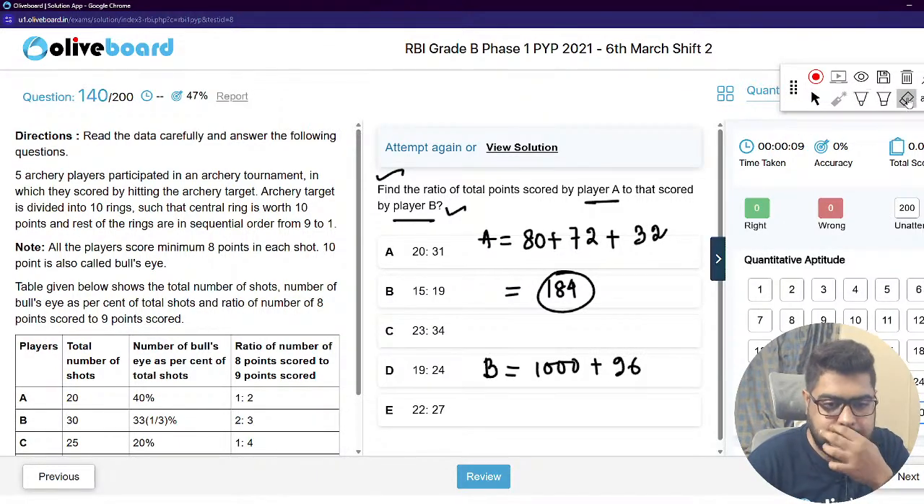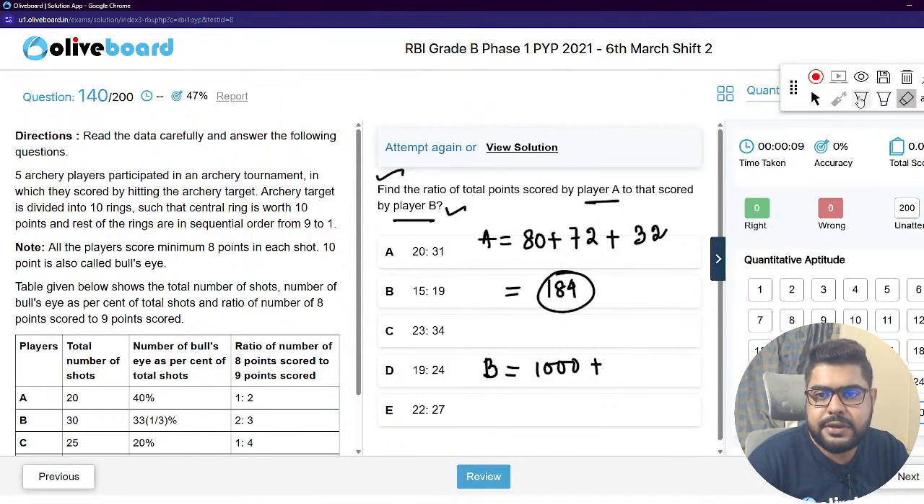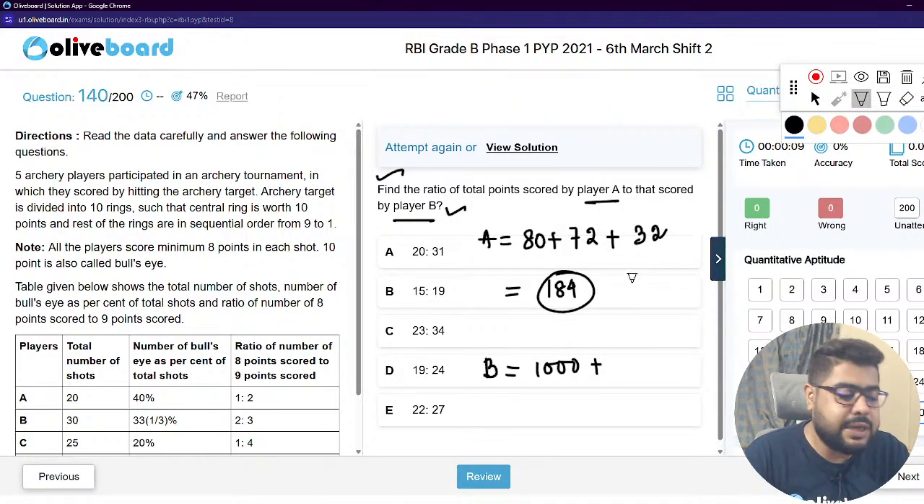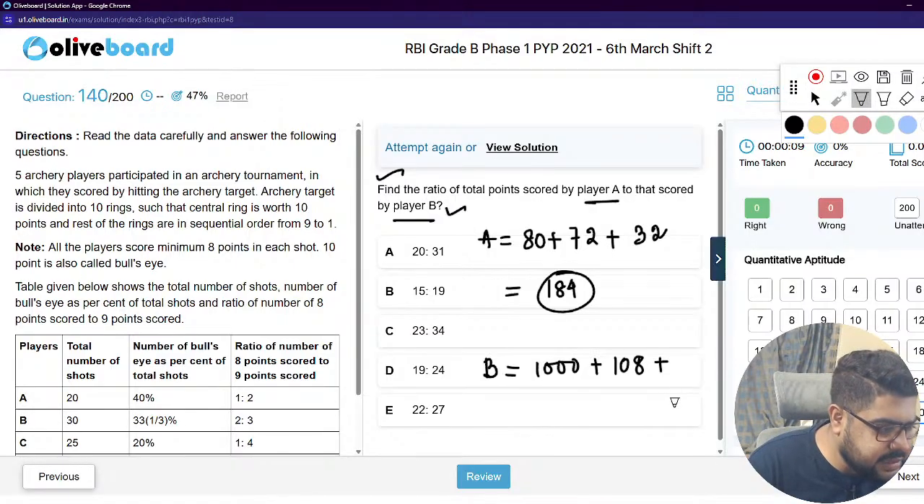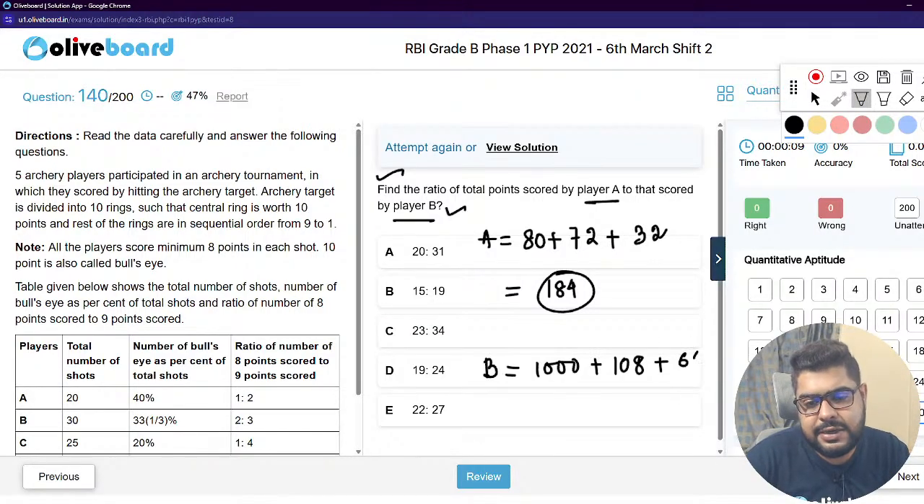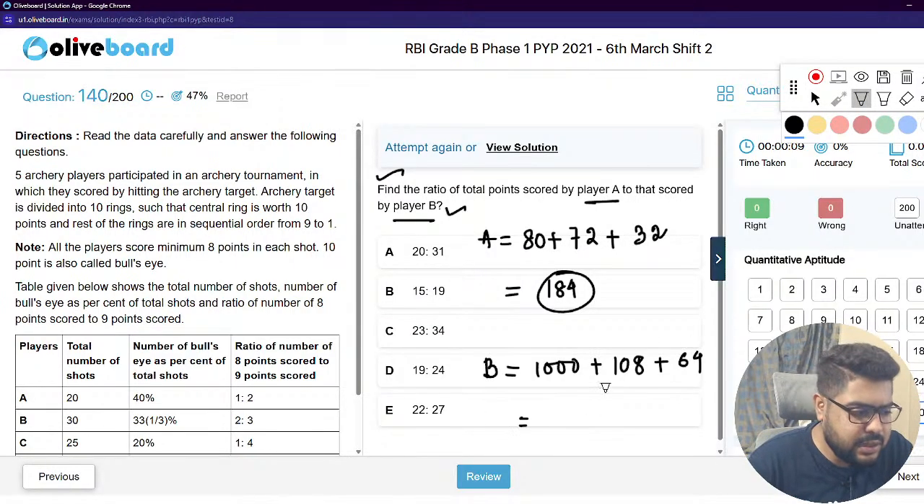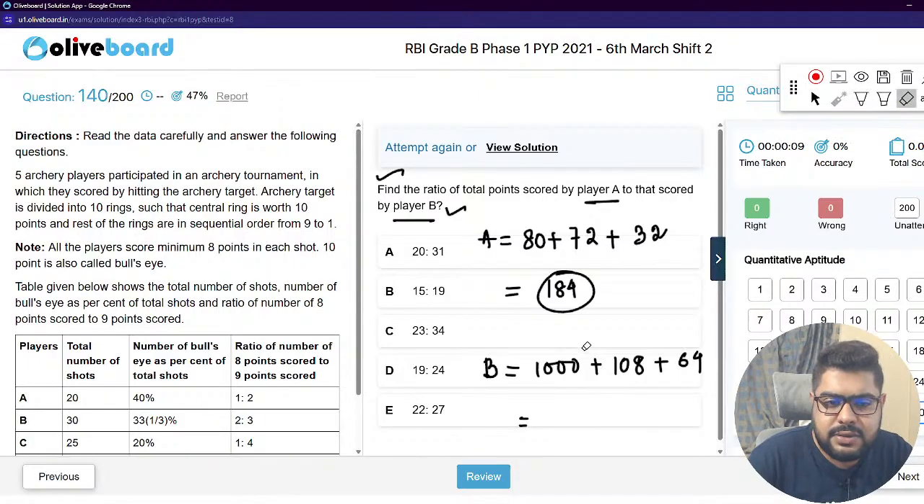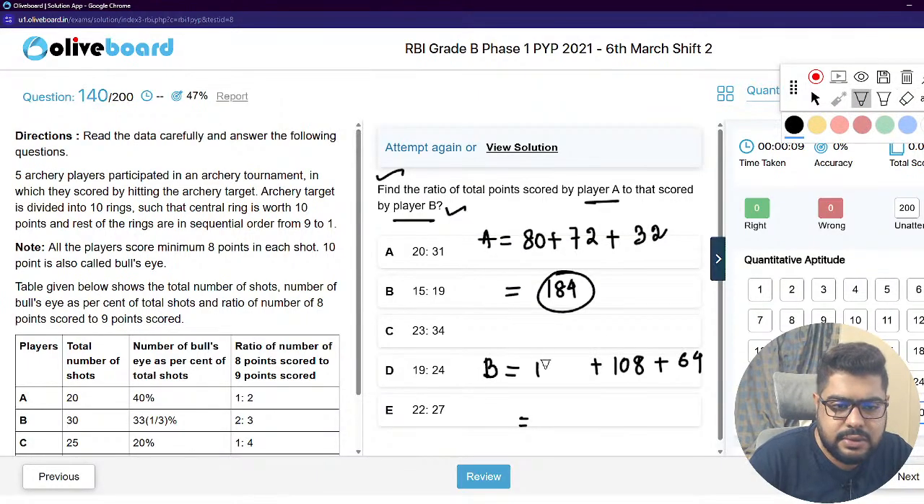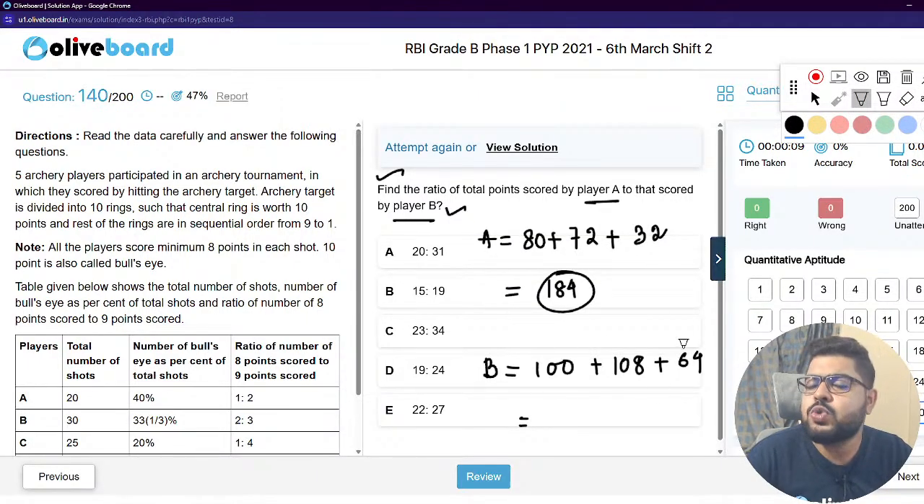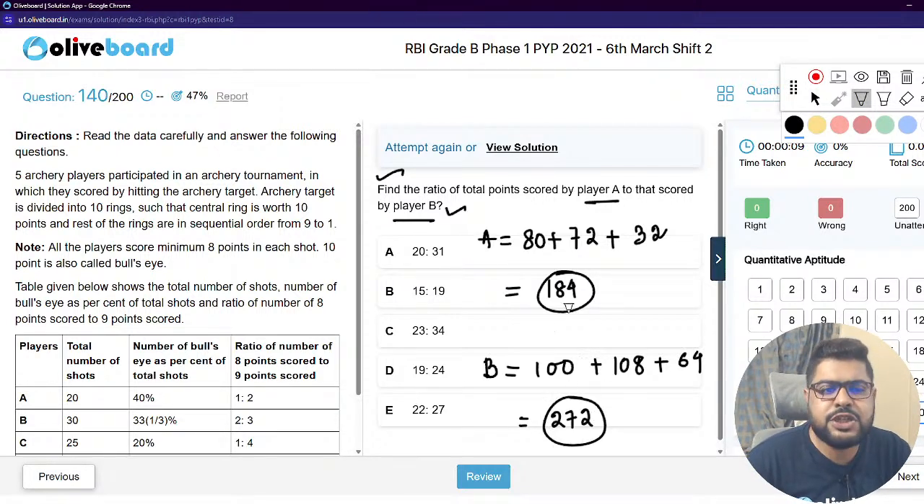12 into 9 is 108. So 12 into 9, plus this is 8 pointers. One second, I wrote one extra zero here, sir. So this is 208, 264 plus 8 is 272. So the ratio they are asking is 184 to 272.